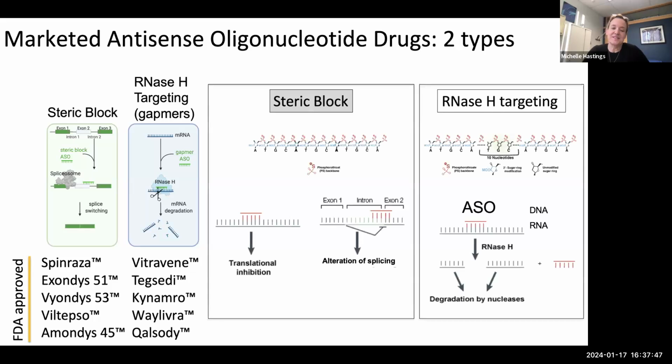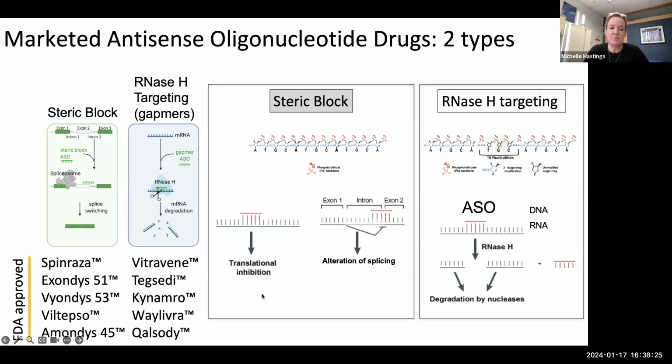I really want to just stress again the difference, because there's sometimes a lot of confusion about the different types of ASOs, and it's important because, first of all, they do different things, and second of all, they behave differently, and they have different features in terms of drugs. So steric blocking oligonucleotides have a fully modified backbone typically, and they have modified sugar rings that make them resistant to degradation. So they just bind and they block the RNA.